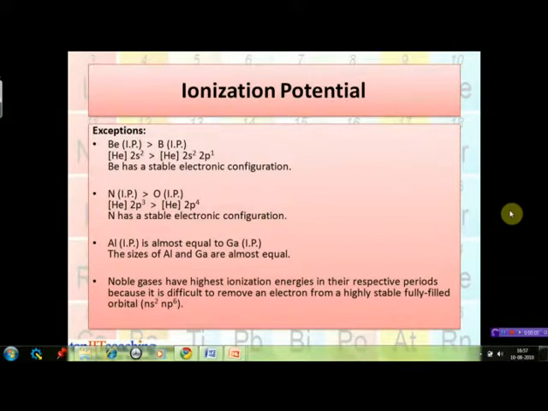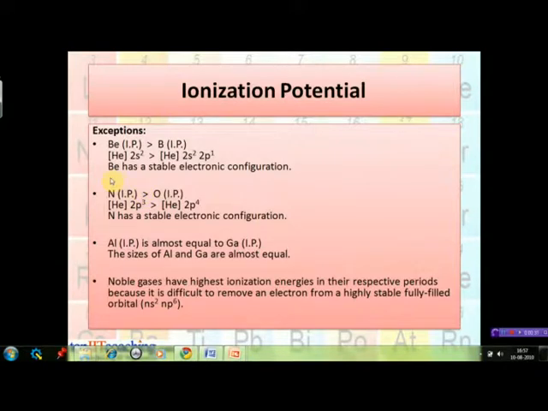There are some exceptions which are observed in the values of ionization potential. As we said that as we move through a period from left towards right in a periodic table, the ionization potential values generally increase, but we find that the ionization potential value of beryllium is higher than that of boron. It's because beryllium has a very stable electronic configuration with fully filled orbitals. Therefore, its ionization potential is higher than expected.